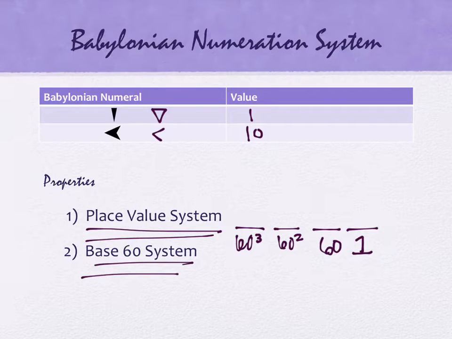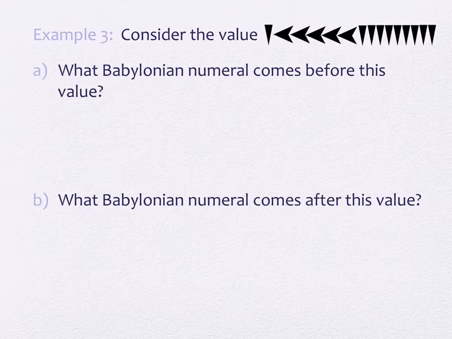So we'll do the next set of questions actually in order instead of out of order like I did the first slide. Consider this value. Triangle, a bunch of arrows, a bunch of triangles, and it asks us the question, what Babylonian numeral comes before this value, and then what comes after? Well, all the triangles are worth 1. So if I take this number and I need to decrease it by 1, it'd be in essence decreasing it by a triangle, right? So what would I have to do for the number before? Just take off one triangle. That's easy, right? So let's do that.